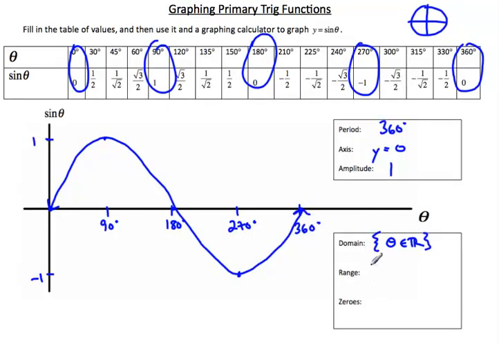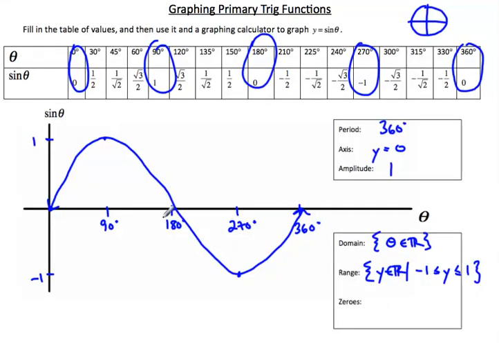The range, however, is restricted. We're never going to get a y value less than -1 or a y value greater than +1. So the range is y as an element of real numbers, such that -1 is less than or equal to y, which is less than or equal to +1.